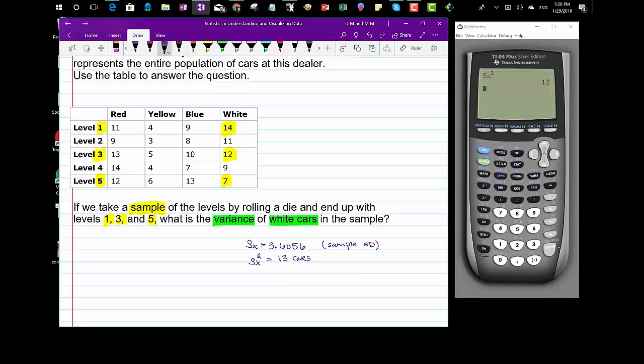Since I was talking about cars on my variance, it's cars squared. Doesn't make much sense. That's why we usually talk about standard deviation. But there's how you find your variance from a data set.